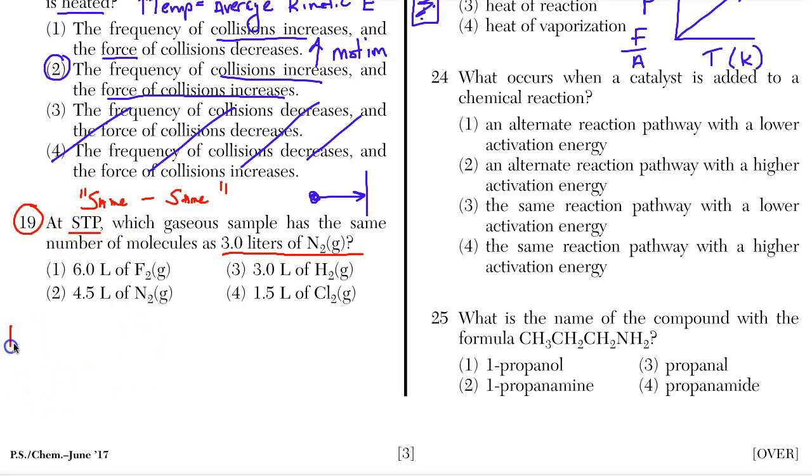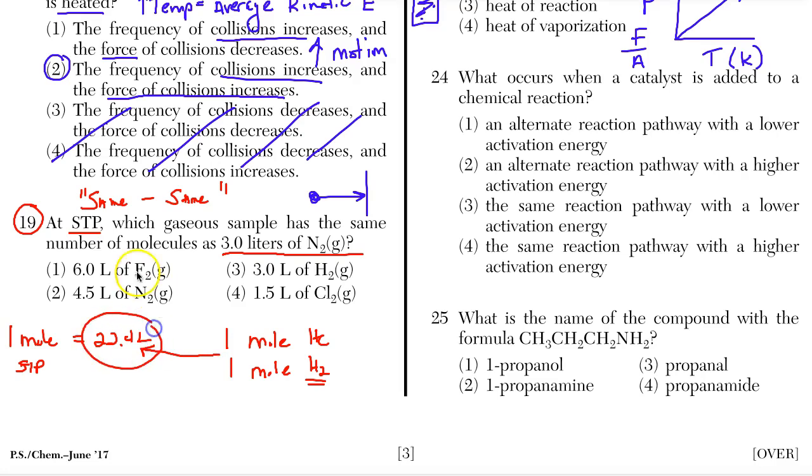What's the volume that 1 mole of any gas can occupy? You should know that 1 mole of gas at STP occupies 22.4 liters. So if I have 1 mole of helium and I have 1 mole of hydrogen, I don't care if it's H bonded with H or helium hanging out, if they're both at STP, they will occupy the same volume. Same volume, same number of molecules.